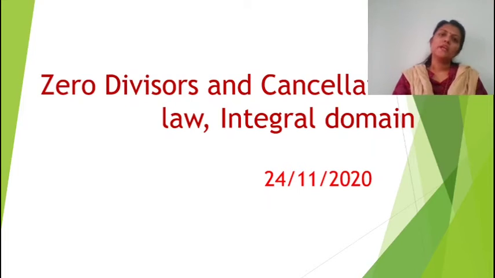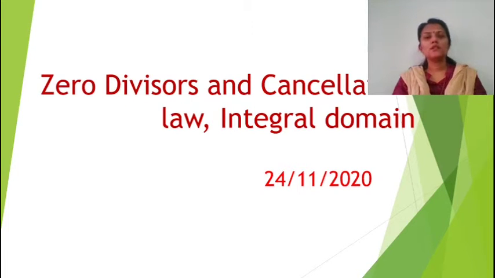Today we have to learn about the cancellation laws in a ring R and a theorem connecting the cancellation law and zero divisors of a ring, and we have the concept of integral domain with examples. Also we have a theorem connecting integral domain.